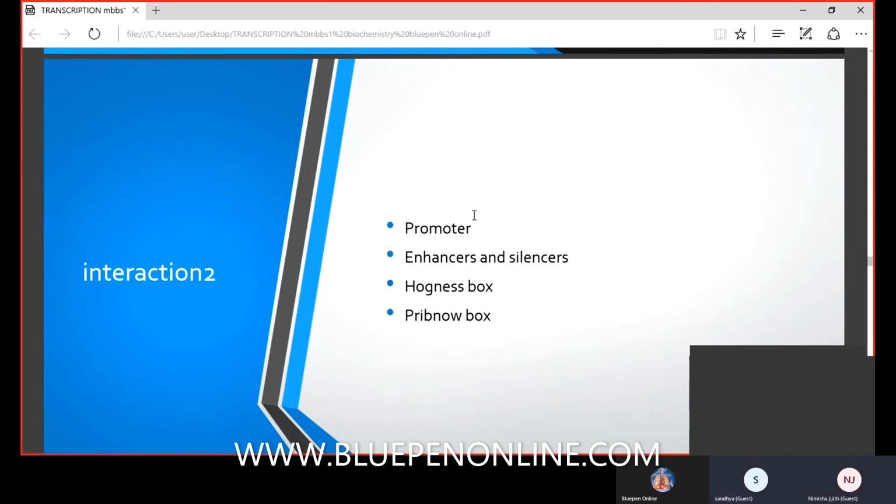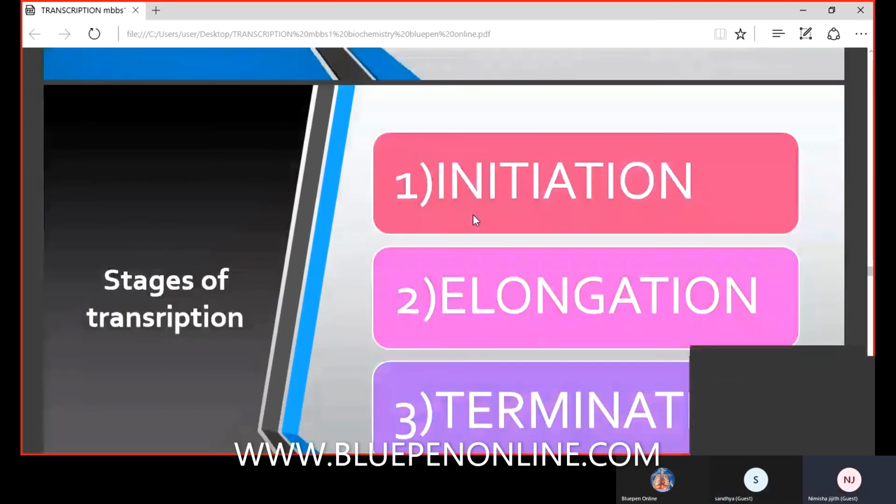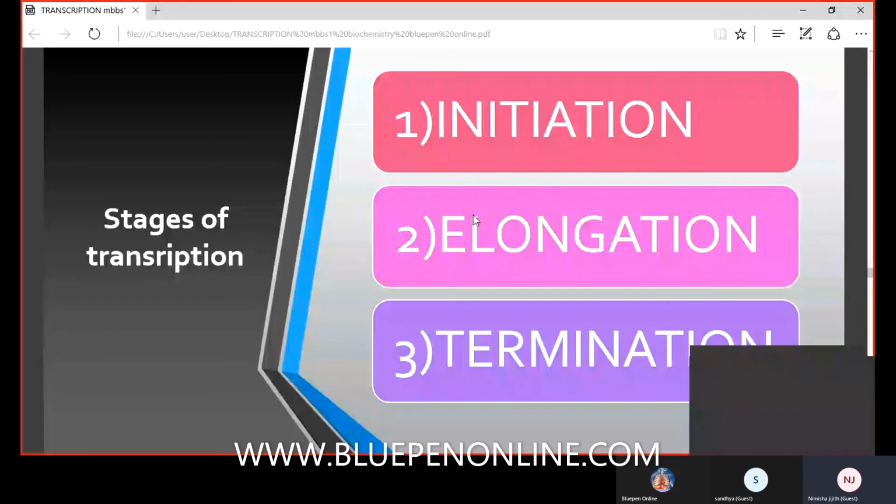Next we are entering into the stages of transcription. We discover where the promoter site is. We find the promoter site. Then binding of RNAP occurs. Now we start our replication. So, stages of transcription. We discussed prokaryotic, eukaryotic. So finally, now we are in transcription. Stages of transcription: initiation, elongation, and termination.